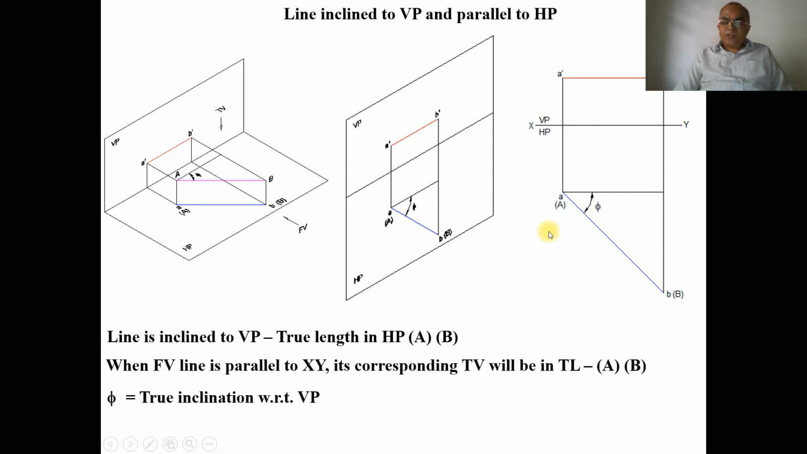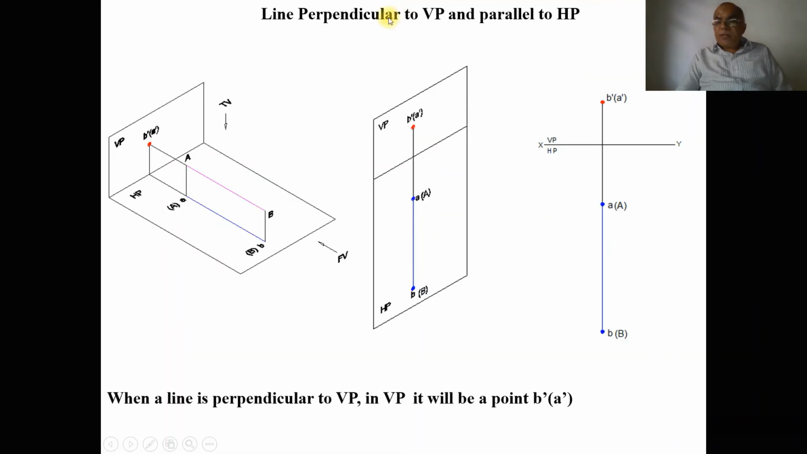Now we will go for the next position, when the line is perpendicular to VP and parallel to HP. You can see here in three dimensions, the line capital A capital B is perpendicular to VP. So when you look from the front view, you are getting a point in the vertical plane. Since B is near to the observer, B dash is visible, and A is away from the observer, so A dash becomes invisible. When HP is rotated by 90 degrees, we can see AB is perpendicular to the XY line in the top view.